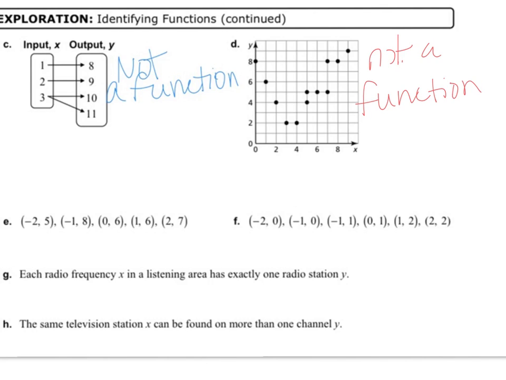Now, how do we look at just a list of ordered pairs? How can we tell if those lists of ordered pairs are functions or not? Well, in E, we're going to look at just the very first value in the ordered pair. So I have -2, -1, and I'm looking for something to repeat. If none of those x values repeat, it's going to be a function. So -2, -1, 0, 1, 2. Nothing repeated. As long as no x values repeat, you're going to have a function.